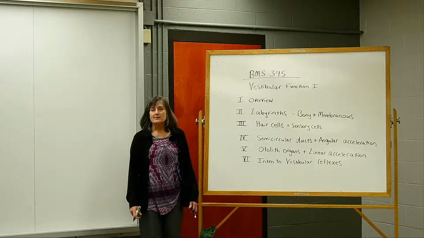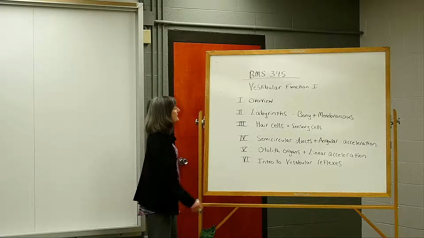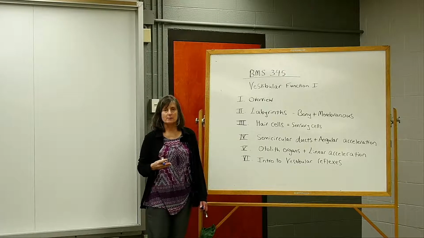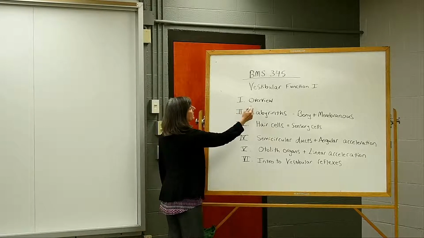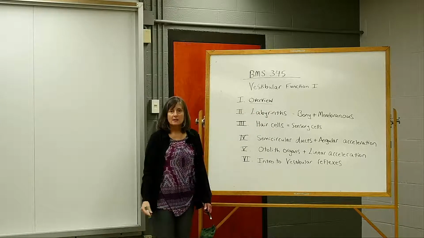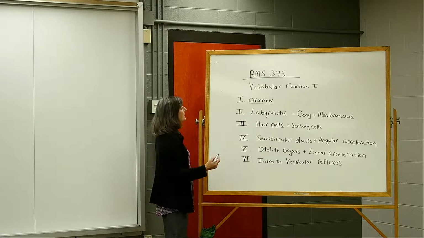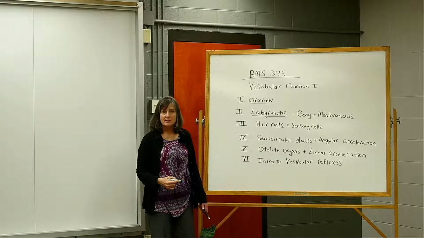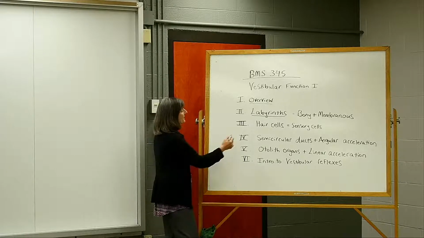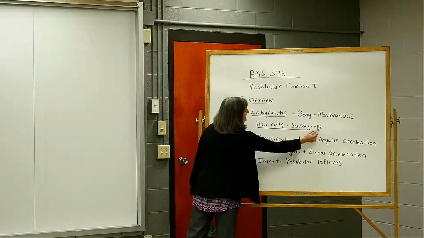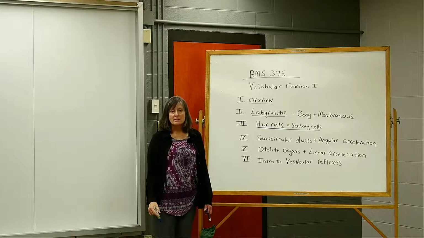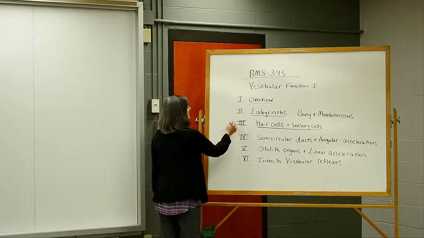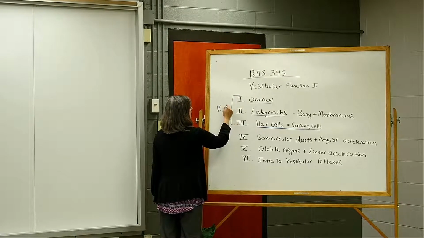All right, this lecture is vestibular function 1. And here's our outline for vestibular function 1. I'm going to divide it into 3 videos. In the first video, I'm going to give you an overview of vestibular function, what it's important for, what it does. Then we're going to talk about labyrinths. There are 2 types of labyrinths we're going to talk about, the bony and the membranous labyrinth. And then we're going to talk about hair cells, which are the sensory cells. So we'll go through transduction, the structure of these hair cells, and how they communicate with the nervous system. So that's going to be the first video, which will be video A.